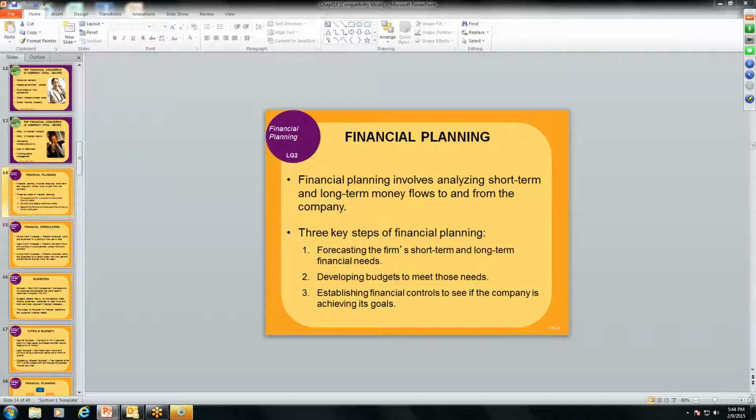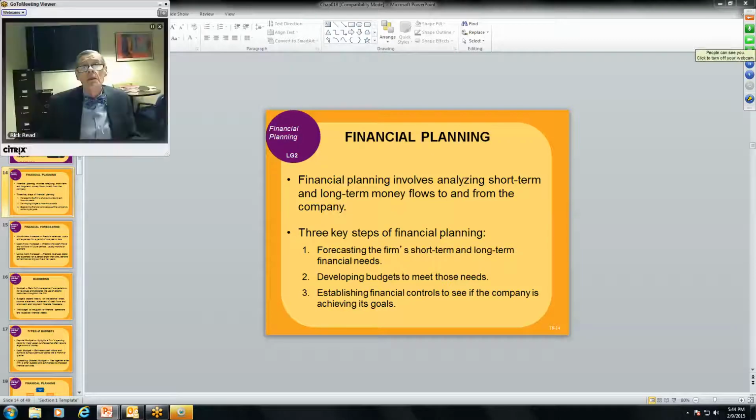Financial planning. Now, notice here what we're going to talk about is making sure we have the pipeline open. The pipeline is open two ways for us to get the money we need, obviously through sales and things of that nature, or from borrowing, and to have the outflow so we can pay our expenses. So here's what financial planning has to do.